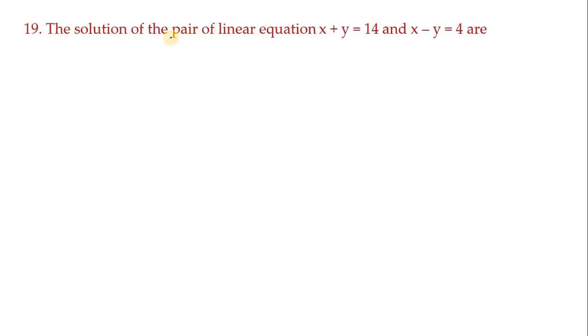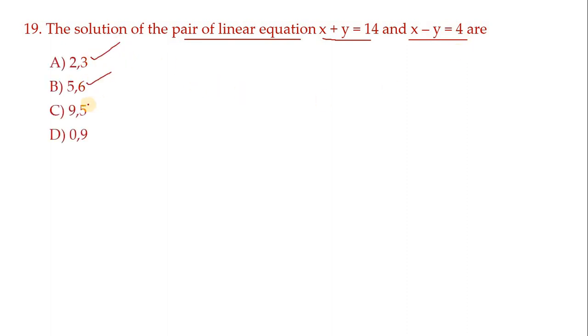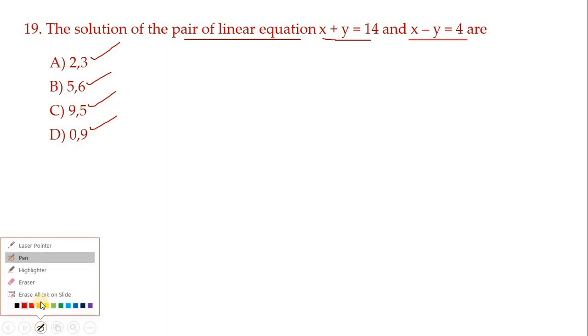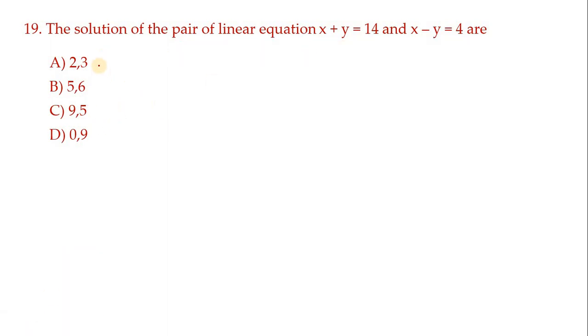The solution of the pair of linear equations x plus y equals 14 and x minus y equals 4 is: 2, 3; 5, 6; 9, 5; 0, 9. This can be done by using your mind work. See the first option, 2, 3. 2 plus 3 never gives the sum 14. Hence this is not the right option.